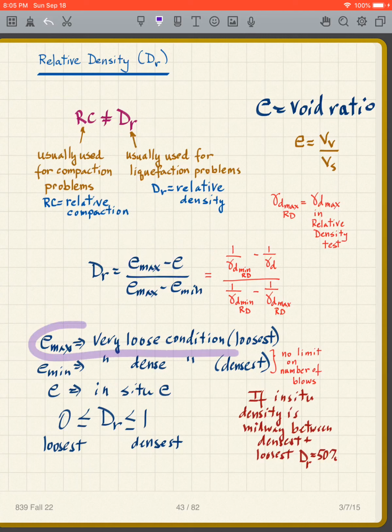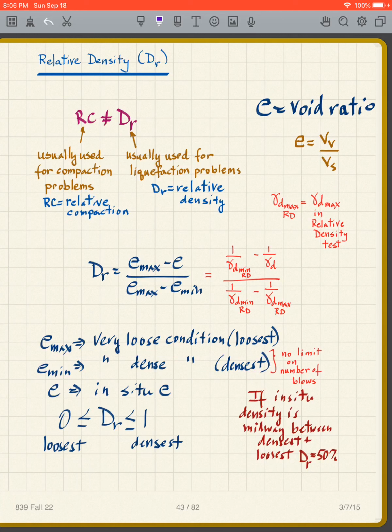Like I say, E max is the very loose condition, the loosest. E min is the densest. Now, when we do the relative density test, essentially, we make it as loose as we possibly can. We make it as dense as we possibly can. Now, I'm simplifying it a little bit, but there are some ASTM rules on exactly how you do this, but pretty much that.